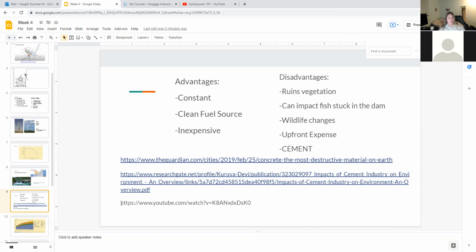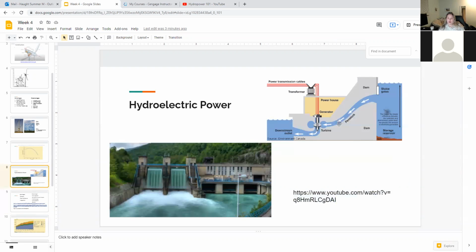Similar to wind energy, I think the advantages go into the fact that it is constant, right? This constant flow of water is always going to be continually moving and always causing that turbine to spin, because this dam is only allowing a set amount of water at a time. So that's how it's functioning.